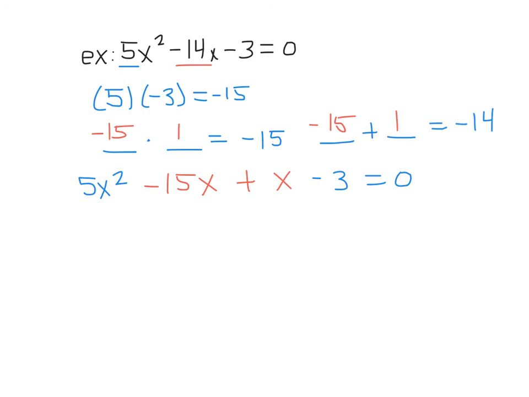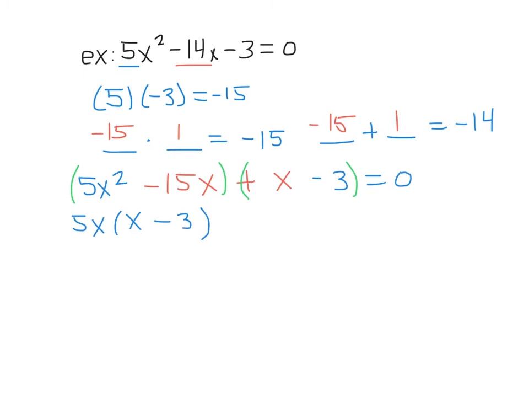Okay, here is where we do the grouping. We're going to group the first two terms and the second set of two terms. And now we factor out the greatest common factor from each of those groups. So from the first group, we've got a greatest common factor of 5x. We bring that out in front, and now we want to write down what's left over. Well, if we divide 5x squared by 5x, we're left with an x. If we divide negative 15x by 5x, we're left with a negative 3.